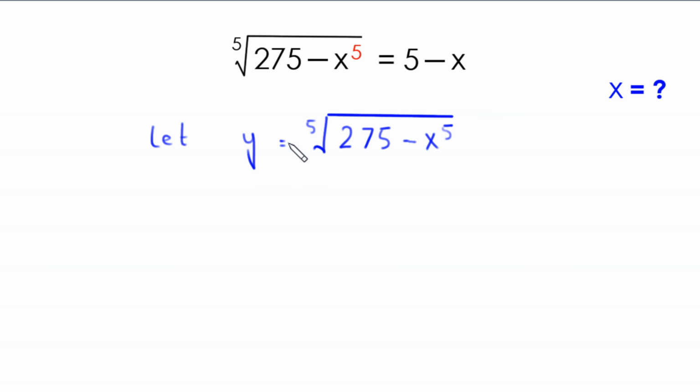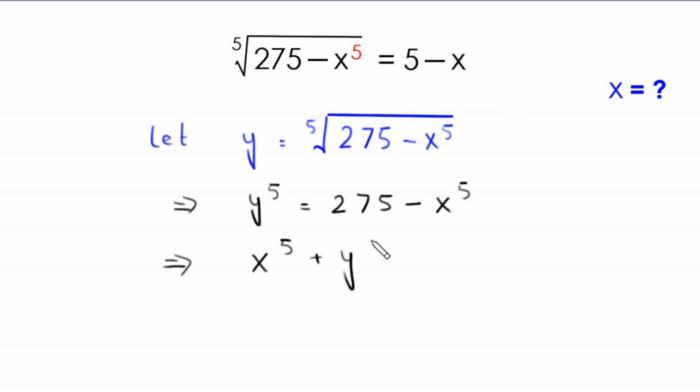If we take 5 power on both sides, this implies that y to the power 5 is equal to 275 minus x to the power 5. And move this negative x to the power 5 to the left hand side. This implies that x to the power 5 plus y to the power 5 is equal to 275. Let's call this equation number 1.